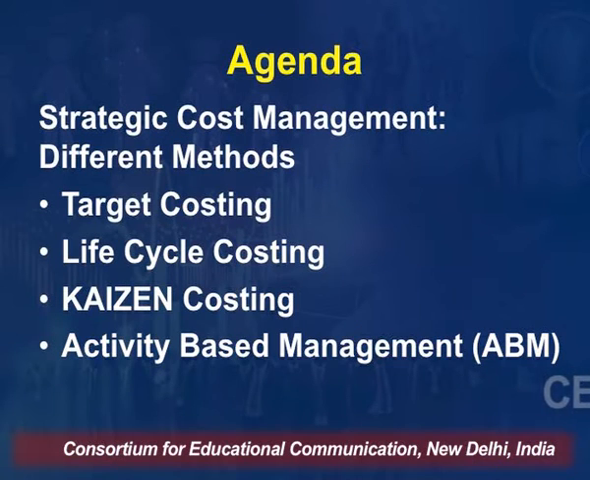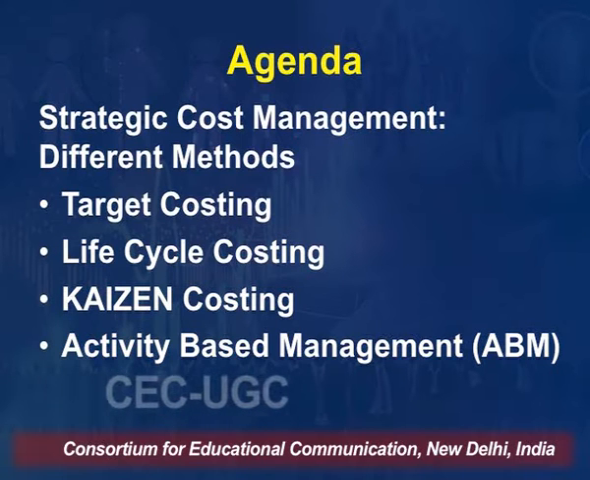In today's lecture, I have a plan of telling you about target costing, life cycle costing, Kaizen costing, and activity based management. So these are four important, or you can say very frequently used, tools or techniques by management accountants when we talk about strategic cost management.